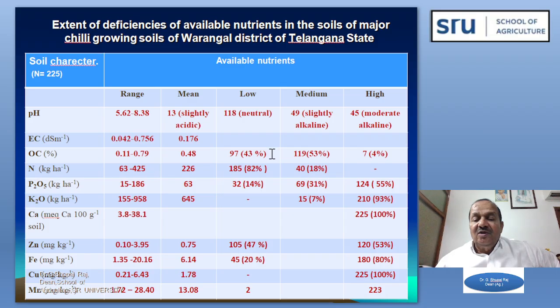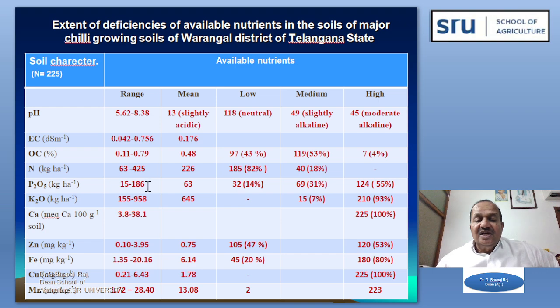Of the organic carbon values we observed, 43% were low and 53% were medium. So overall, 94% of the samples ranged from low to medium. Only 7% of the samples had high organic carbon. For nitrogen, 82% of the samples were deficient. Only 18% of the samples were medium. So no samples were high in nitrogen content.